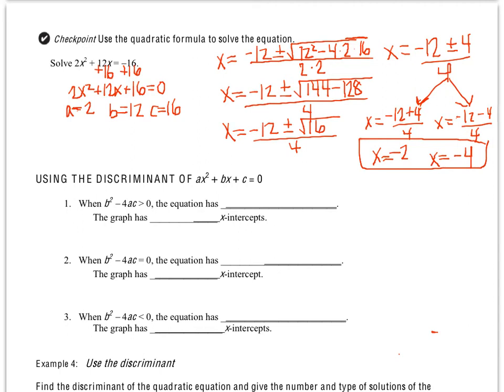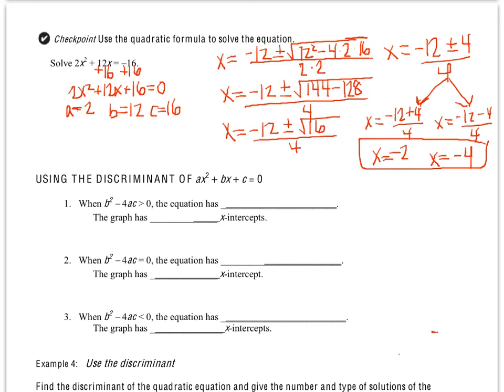All right, let's talk about using the discriminant now. As we've gone along here, I've talked about looking at what's under the radical sign. If it's positive, we're going to have 2 solutions. If it's exactly 0, so I take the square root of 0, it's always 0, there's going to be just 1 solution. And if there is a negative number under the radical, there's going to be 2 imaginary solutions. So that piece under the radical, the b squared minus 4ac, that is what we call the discriminant.